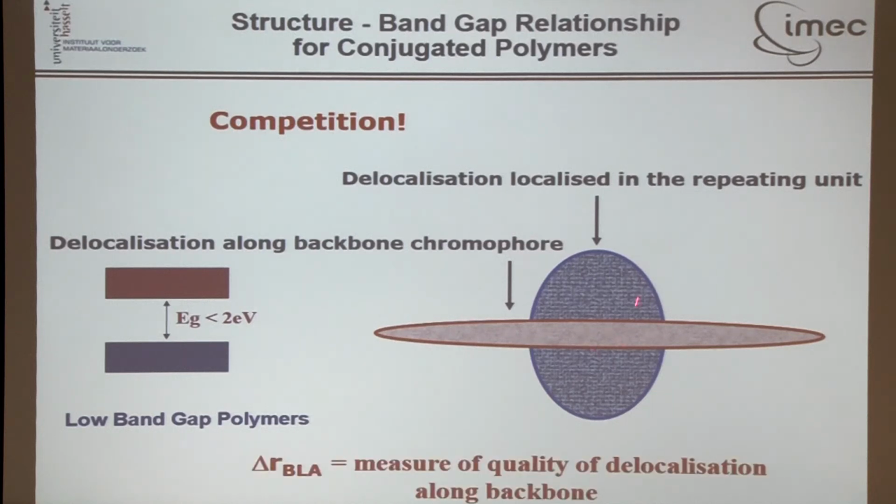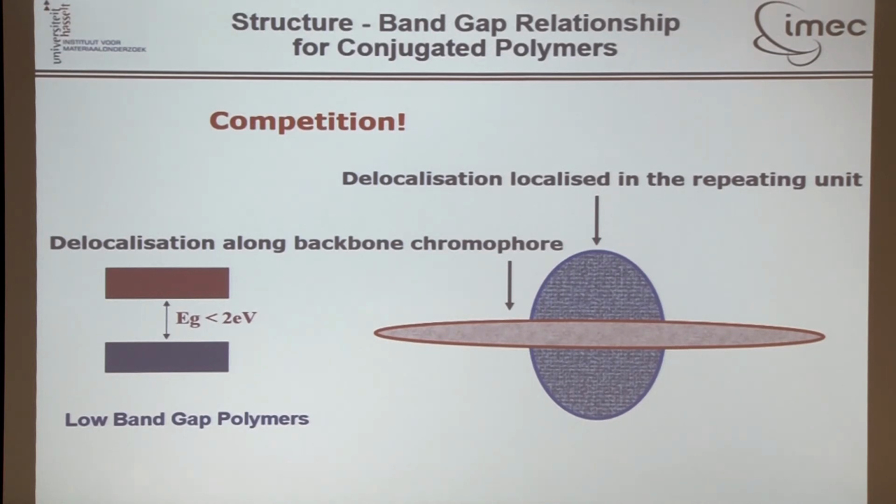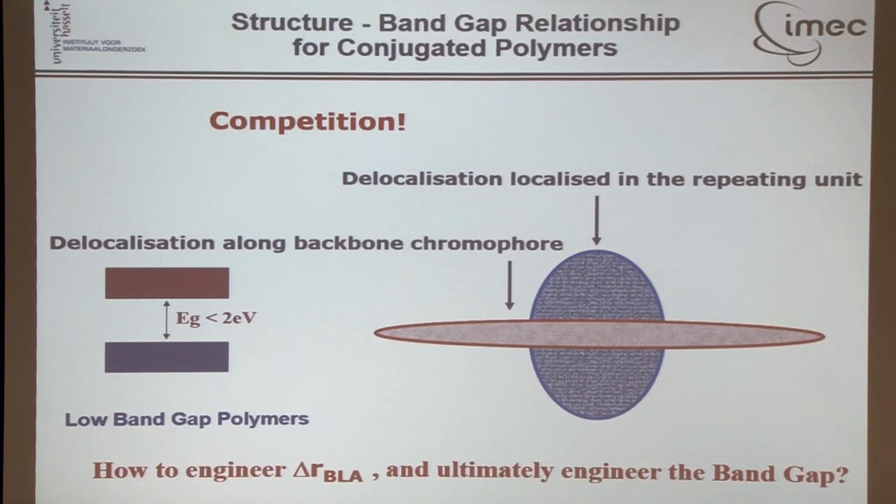And we measure this competition by the bond length alternation. So if I could measure that, I could really put a figure on this competition. So the question is, how can I engineer that? How can I engineer the band gap knowing that? And the answer is very simple, aromaticity.